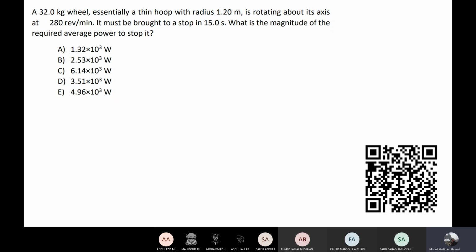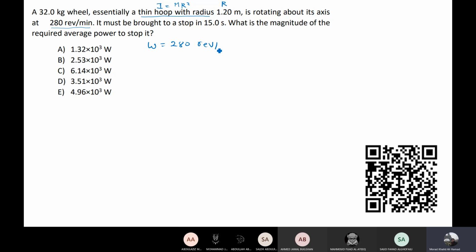Okay guys, here we have a 32 kilogram wheel, essentially a thin hoop. Notice it says thin hoop, therefore I know what I is for a thin hoop. I is equal to m r squared, will be given if I need it, of radius r, 1.2 meter, rotating about its axis at 280 revolutions per minute. This is the omega.